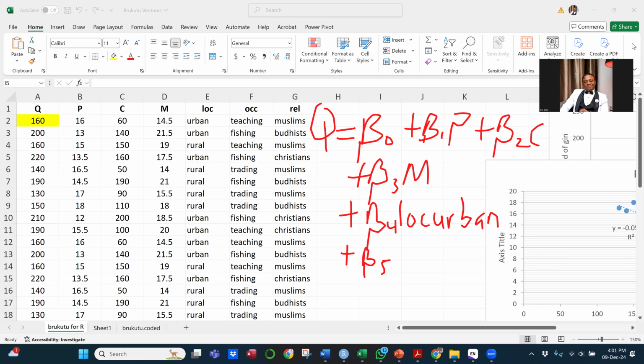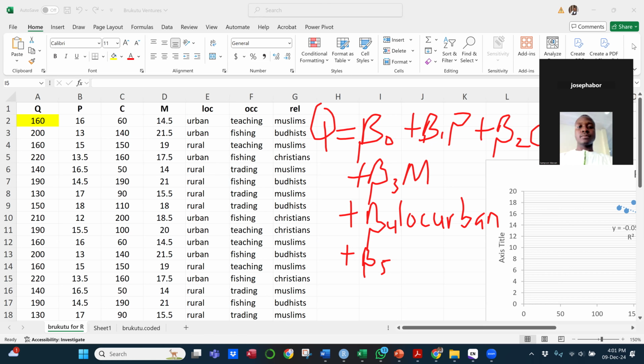So in the case of occupation, how many levels are there, and how many dummies? You can tell me. Occupation. Joseph. So we have 3 levels: teaching, fishing, and trading. Okay, so how will you write the first one?